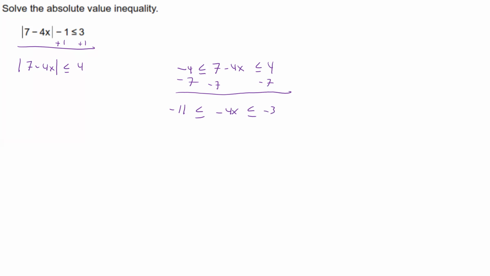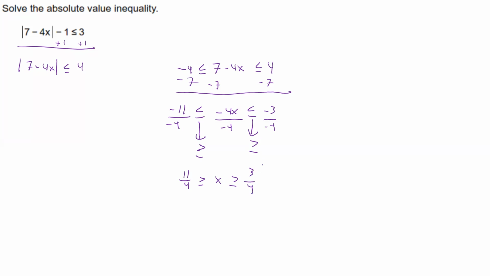Now I have a negative 4 here, so I have to divide by a negative 4. When I divide by negative 4, I have to remember to change my inequality signs. So when you divide or multiply by a negative, you have to switch those from less than to greater than. And so now I have to divide that by a negative 4 and that by a negative 4. A negative divided by negative is positive, so 11 fourths greater than or equal to x greater than or equal to 3 fourths.